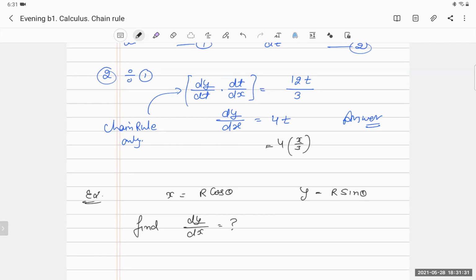So we will replace r by x upon cos theta. Sir, then theta can be represented in terms of cos inverse.